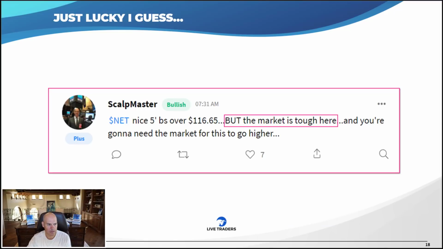All right. Here it is. Net. Nice 5-minute buy setup over 1665. But the market is tough here. And you're going to need the market for this to go higher. I said this 4 minutes before we did the snow trade. This was 4 minutes before the snow. The market is tough here. And you're going to need the market for this to go higher.